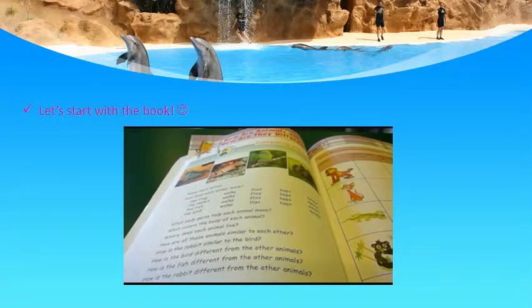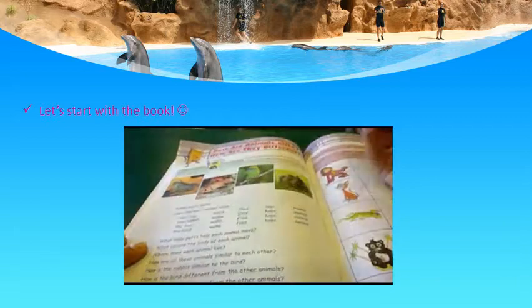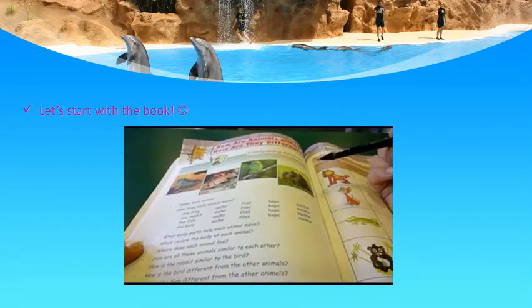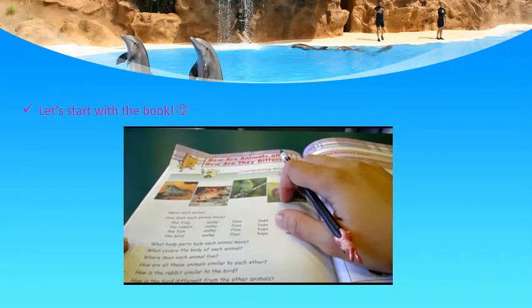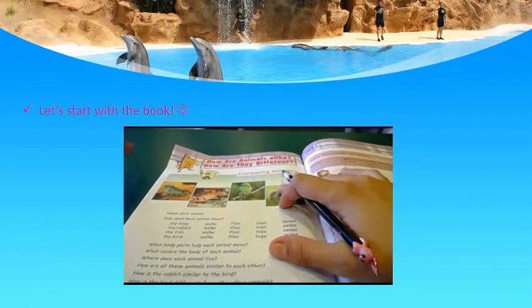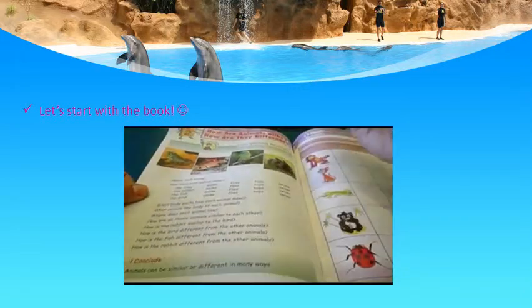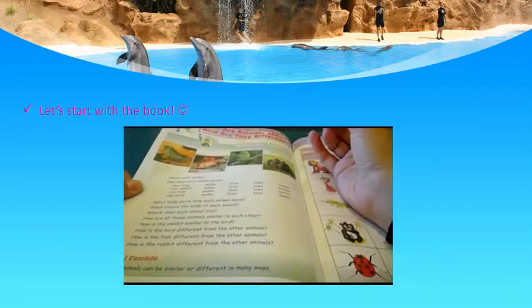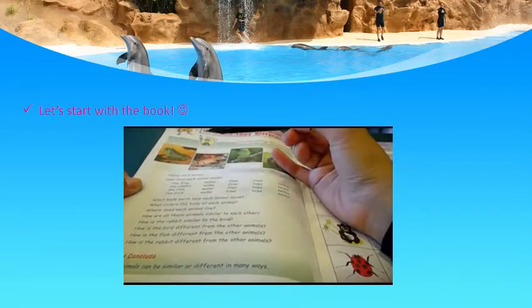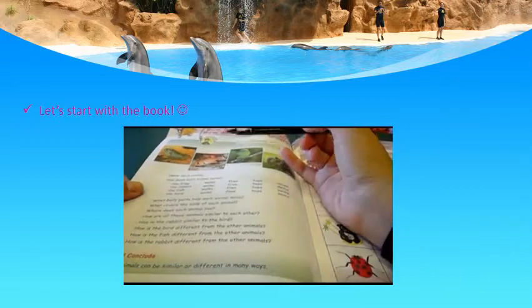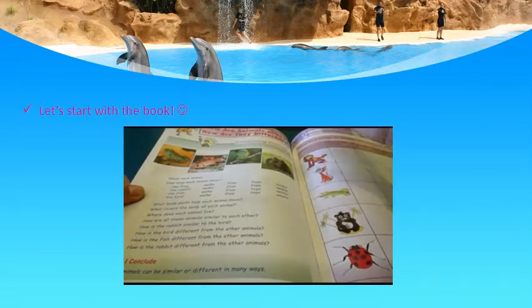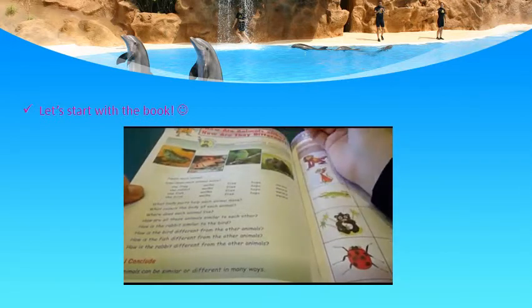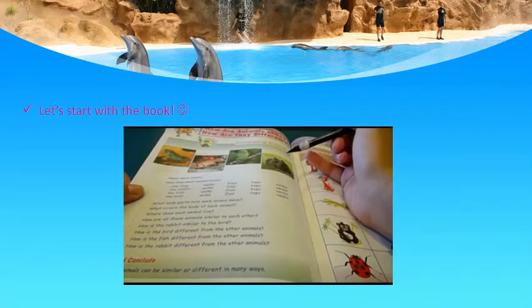First of all, we're gonna start with our book. I'm gonna start with the first lesson that we have to study for the exam. How are animals alike and how are they different? I'm pretty sure that you all know the answers. Here we have different animals: frog, fish, bird, rabbit. These animals are different for sure because they move in different ways. The frog jumps, the fish swims, the bird flies, and the rabbit jumps also or hops.